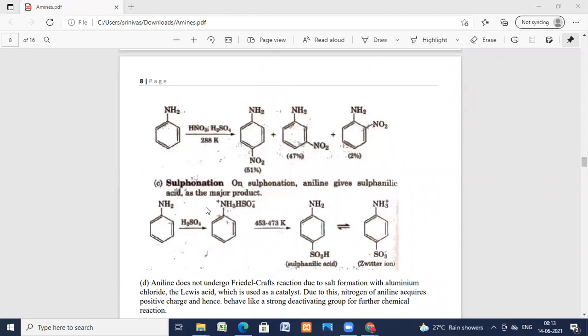Now, the nitration is done. Aniline reacts in presence of HNO3 and H2SO4 at 288 Kelvin to give paranitroaniline, metanitroaniline and orthonitroaniline. All the three products are formed, but the percentage of formation of each product varies.